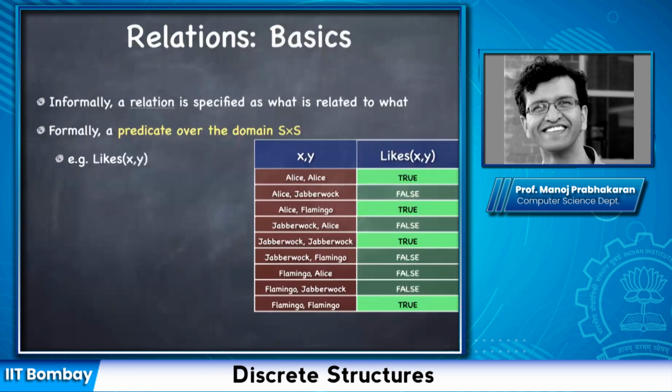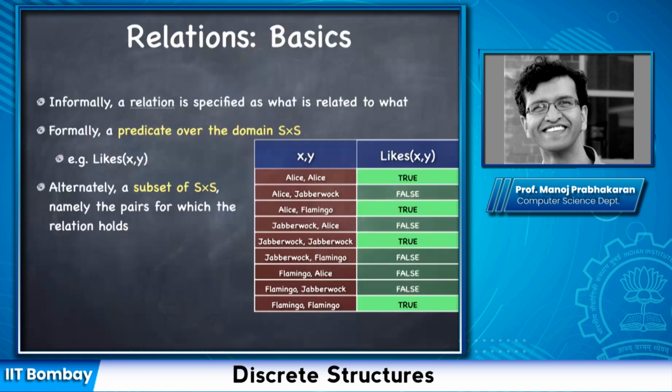A little more formally, you could think of a relation as a predicate over the domain S cross S. That's a cross product, Cartesian product of S with itself. So the elements of S cross S are pairs. In this example, S is the set consisting of Alice, Jabberwock, and Flamingo, and S cross S consists of these 9 elements. And a predicate in this example, likes, assigns true to those pairs for which the relation is said to hold. So that's what a relation is.